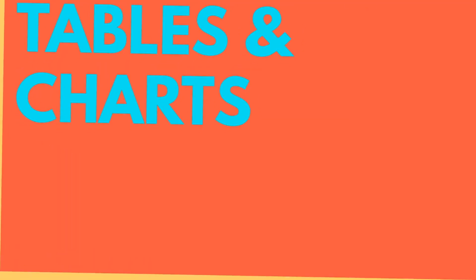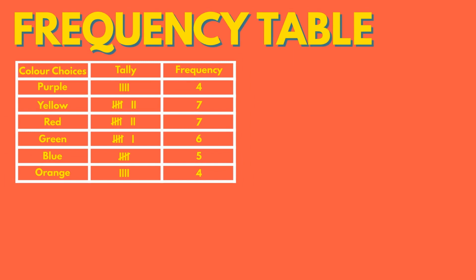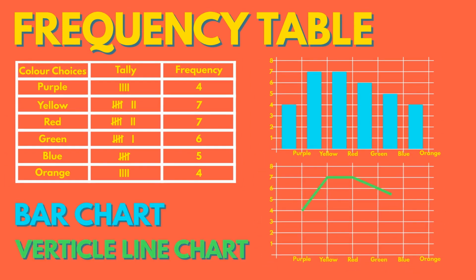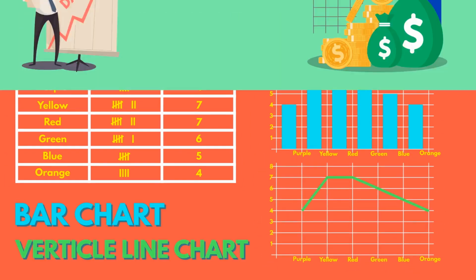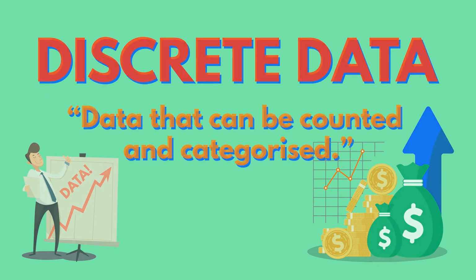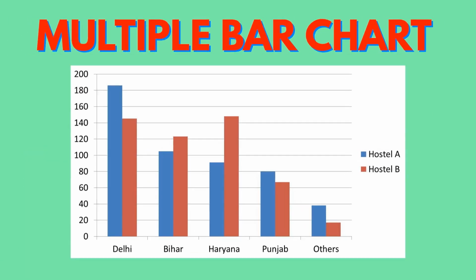Tables and charts are often used to collect data. A frequency table is used to organise the data and show the frequency of an event, how often it happens. This can then be represented in a bar chart or a vertical line chart. Charts like these are used to display discrete data, which is data that can be counted and categorised. A multiple bar chart is useful when you want to compare data for two or more groups.